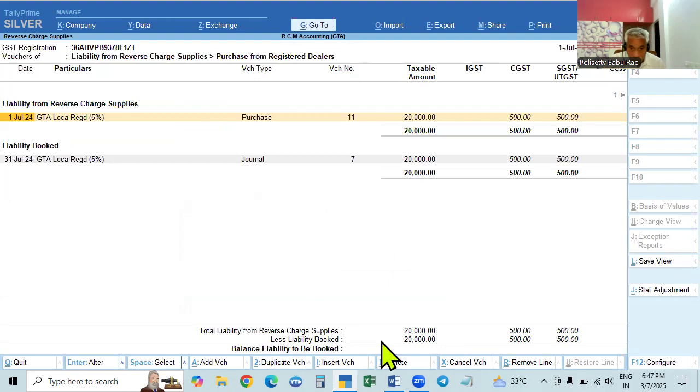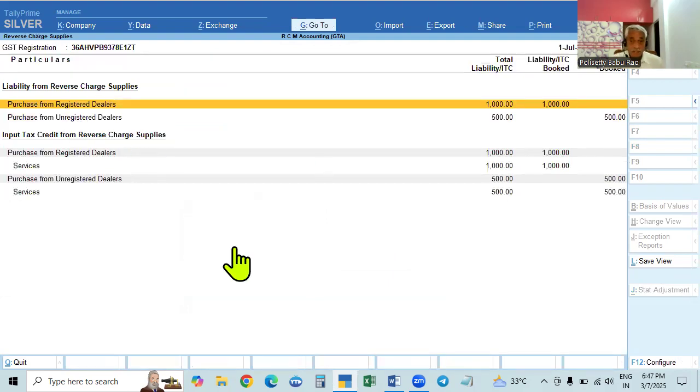20,500, 500. Balance to be booked, nothing is there. Escape, come here. See, here it is showing only liability. Here, liability we book and ITC also. So liability 1,000, ITC 1,000. So now this is for registered persons.